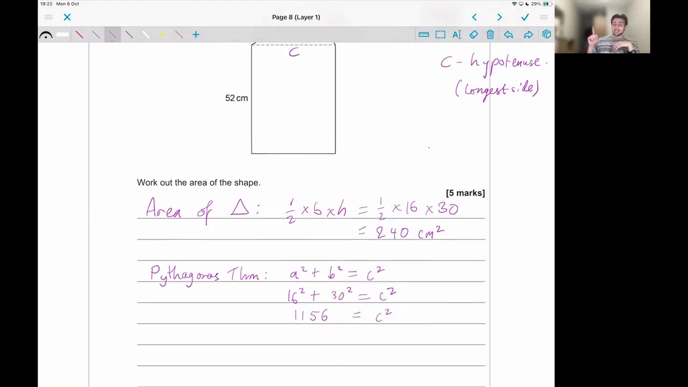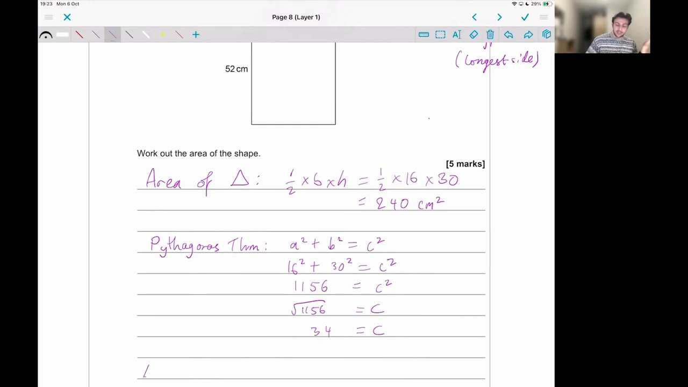And note that this is C squared, not C. So we've got to remember to square root it. So square root of 1156 is C. And again, this is a valid step to make because what we're doing is we're square rooting both sides of the equation. We're doing the same thing to both sides, so we're keeping that equal sign valid. So we've got the square root of 1156, and if you type that into your calculator, you'll find that it's 34. So C is 34, which means we can work out the area of the rectangle now, because we know that one side it was 52.